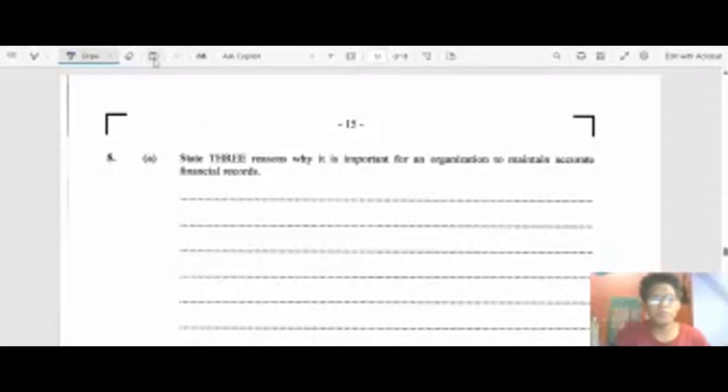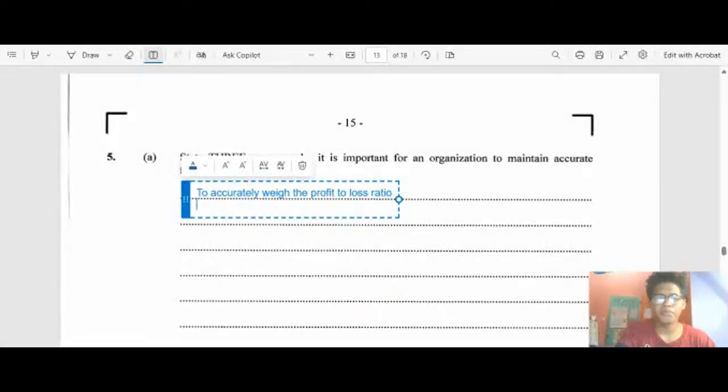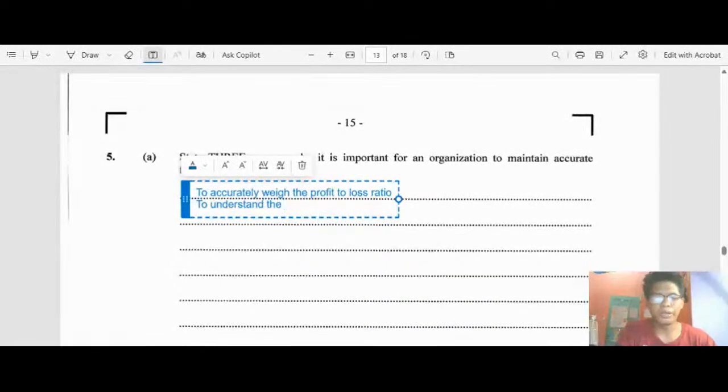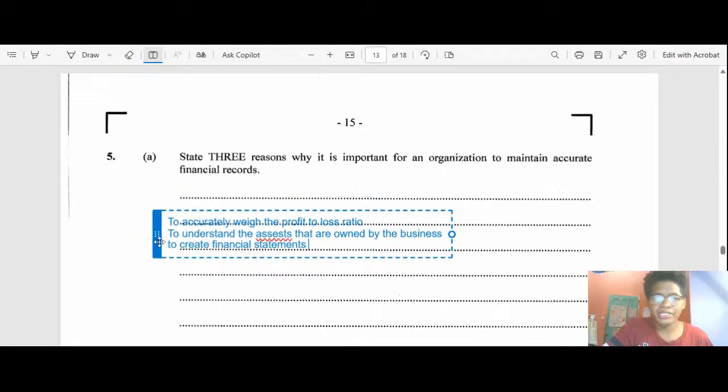For the first reason, we weigh the profit to loss ratio. To accurately weigh the profit to loss ratio, to understand the assets that are owned by the business, in order to create financial statements.